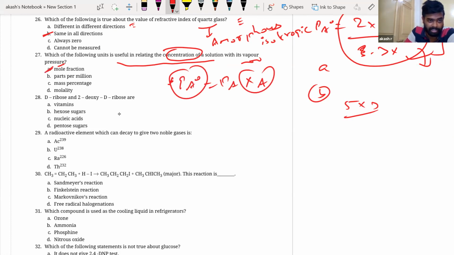Okay, I think the next is an easy question. D-ribose and 2-deoxy D-ribose are pentose sugars, sir. Pentose sugars. These are 5-membered rings, people.